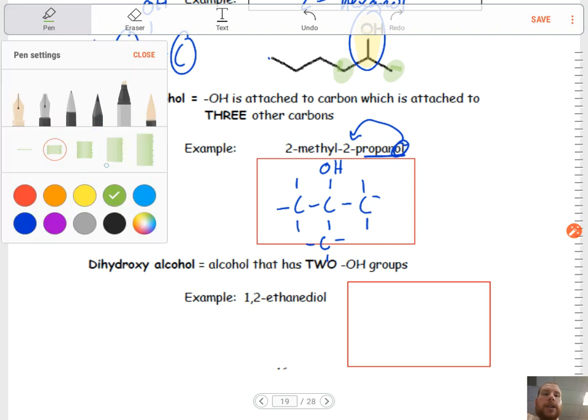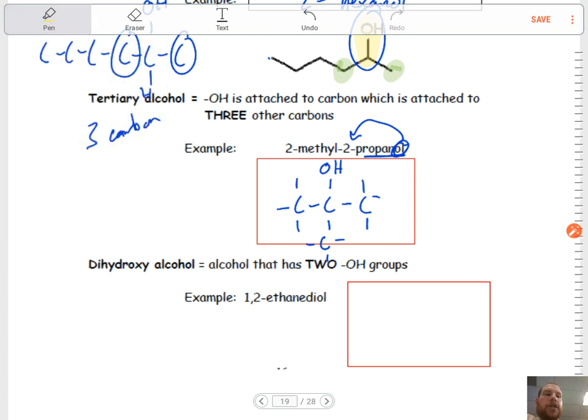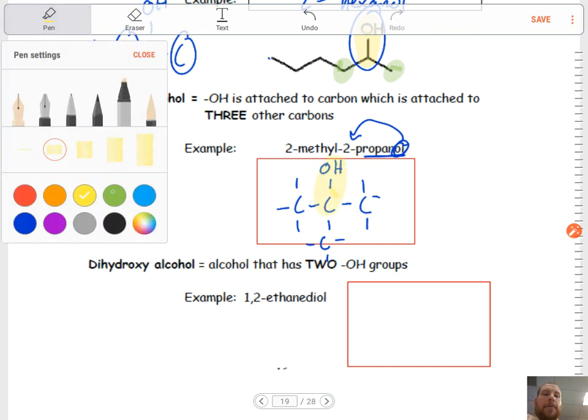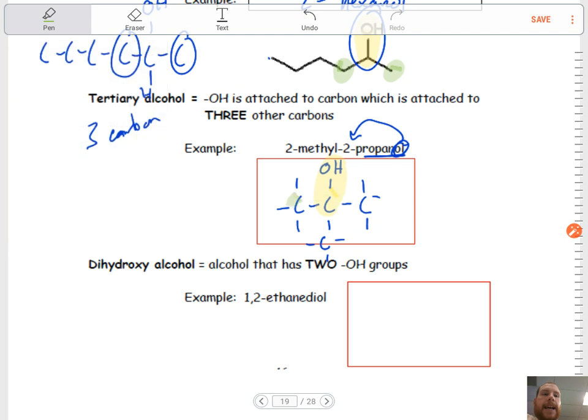So again, if we take a look at the picture of why this is a tertiary, okay, there's my alcohol group, and then how many carbons are attached to that carbon? 1, 2, 3. That's where I get those 3. Okay.